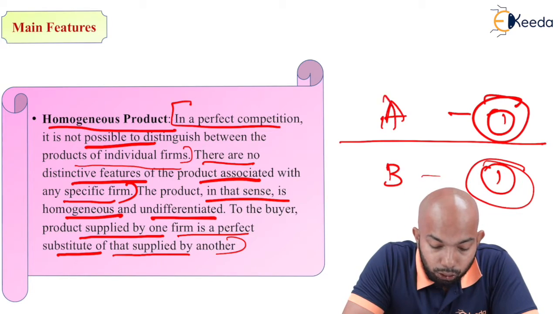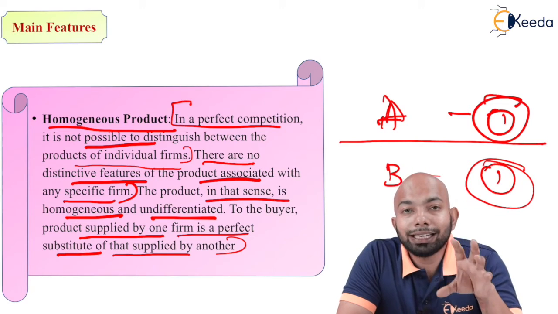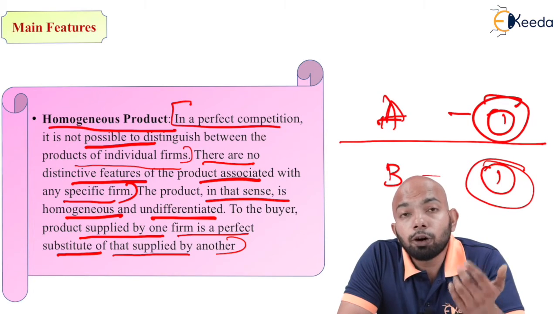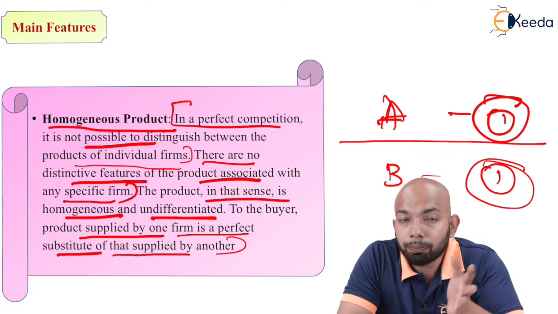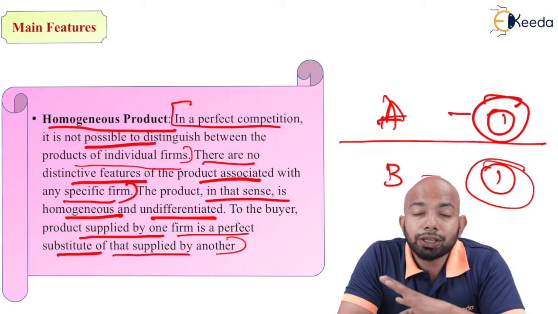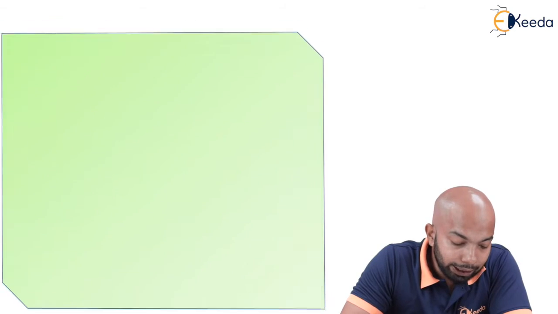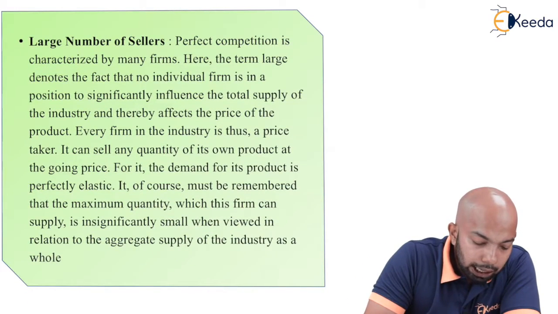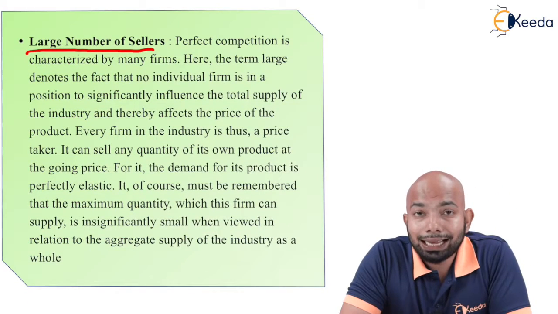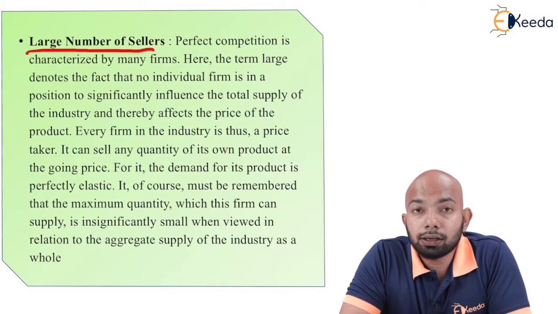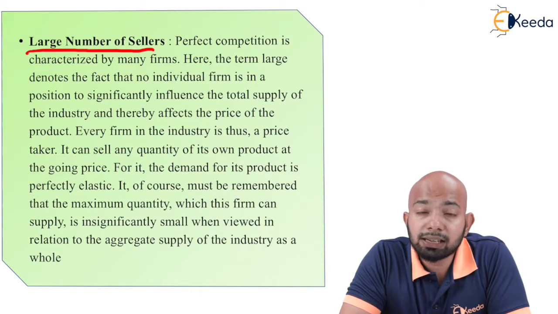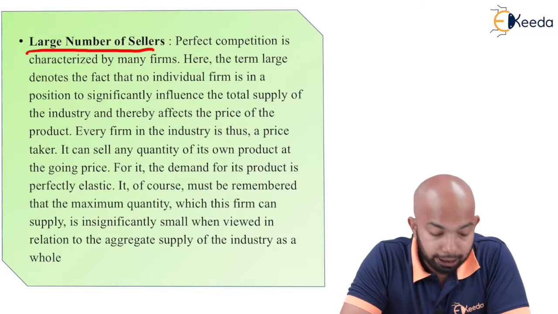If firm A doesn't have that specific product, firm B will definitely have the same kind of product, because there is no differentiation. It is a completely homogeneous product. Hence, the next feature refers to a large number of sellers. Here there are many different sellers with the same kind of product. Hence, this is the main feature again.